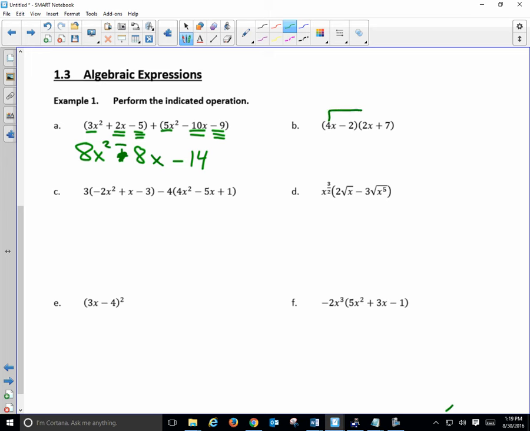I have to multiply each part of each binomial by each other part of each binomial. So I got 8x squared, 28x, minus 4x, and minus 14. And combine like terms. I think you remember. Try C on your own.